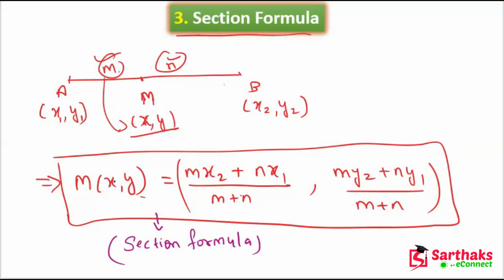Now, if we don't know the ratio and we have the coordinates, then we can also easily find the ratio. Now let's go on. We are going to do the proof of the section formula.